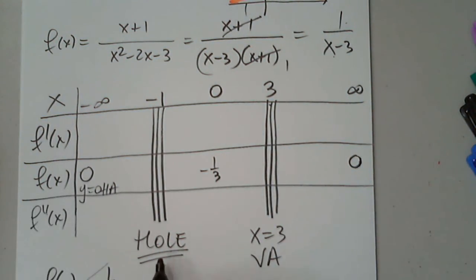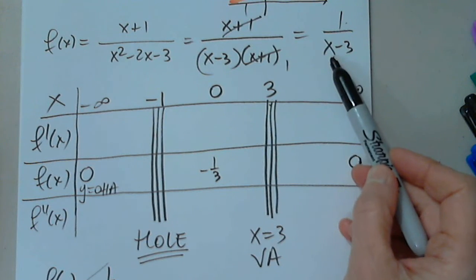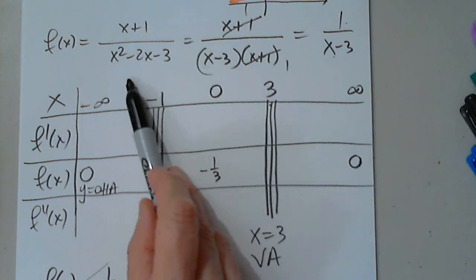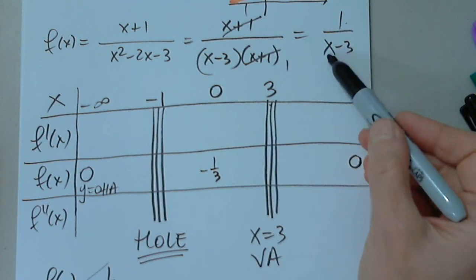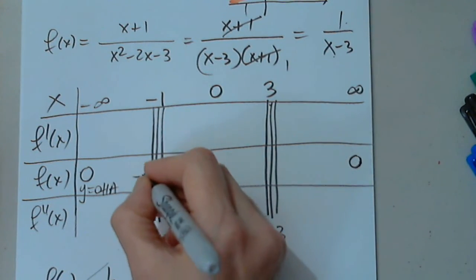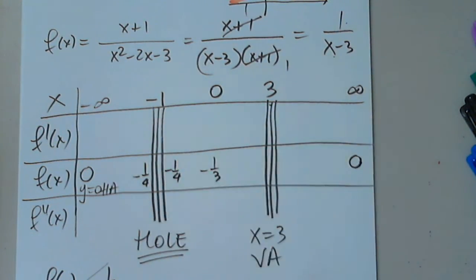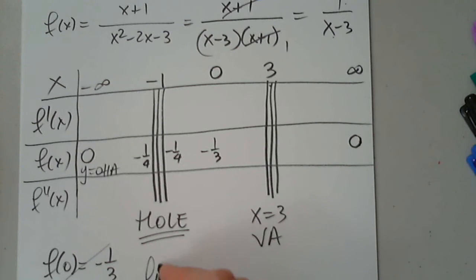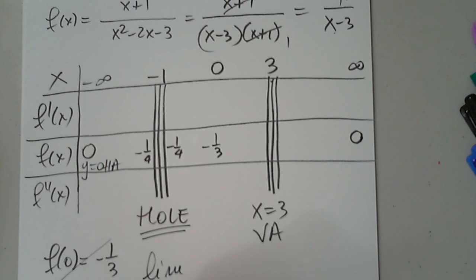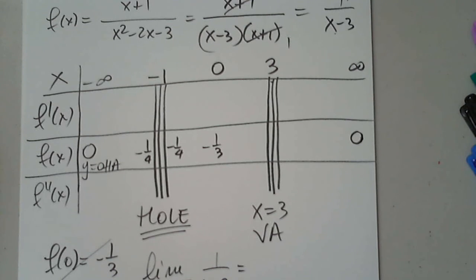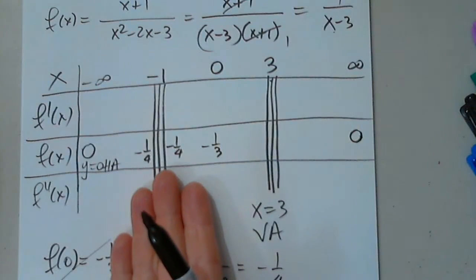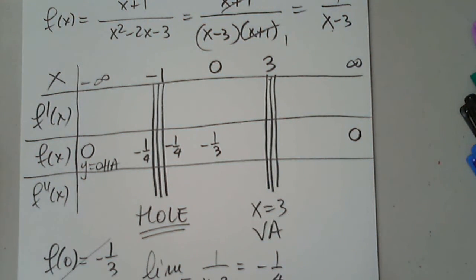But for the hole, just plug in -1 here. Not here. Not here. In here. -1 minus 3 is -4. So -1/4. Yes, you can write the limit as x approaches -1 from the left of 1 over x minus 3. You plug it in, -1/4. But there is no need. If I see it here, I know what you did.